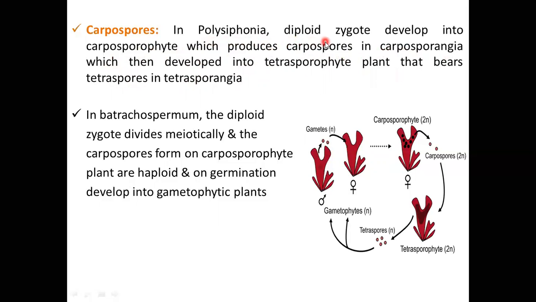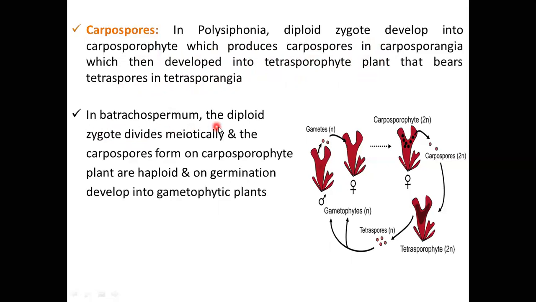For example, in Polysiphonia, after the formation of the zygote, which is diploid in nature, that zygote develops into a carposporophyte plant, which produces carpospores in a sporangia known as carposporangia. That carpospore then develops into a tetrasporophyte plant, which produces tetraspores and tetrasporangia. So you have to remember this: in Polysiphonia, the carpospores are diploid.